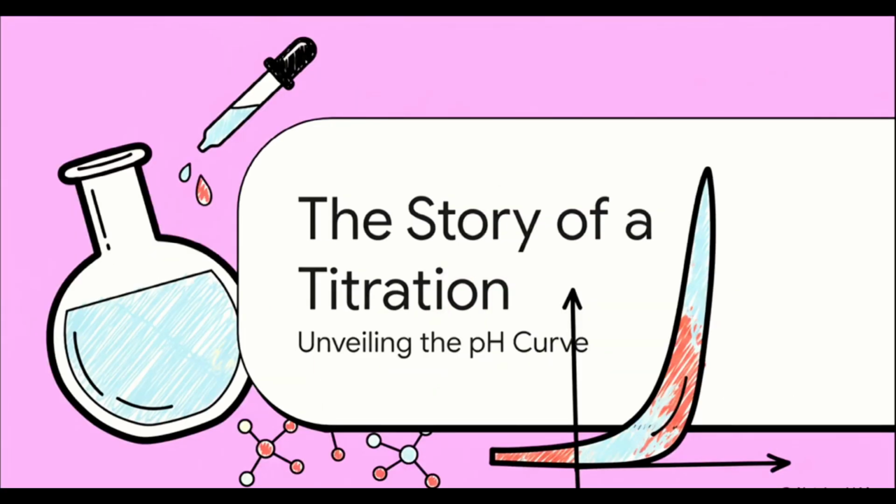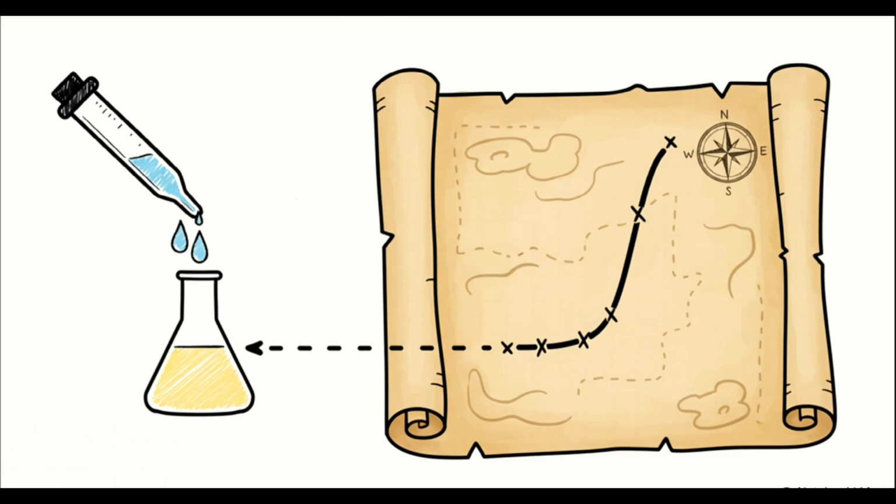Well, the first part of the answer is to map out the reaction's journey. We need a way to see what's happening inside that beaker, drop by drop. And that map? It's something called a pH curve. So let's imagine a classic matchup, a strong acid, say hydrochloric acid, going up against a strong base like sodium hydroxide. And if we were to track the pH with every single drop we add, we get this graph. This is our secret map, and it tells us the entire story of what's happening.